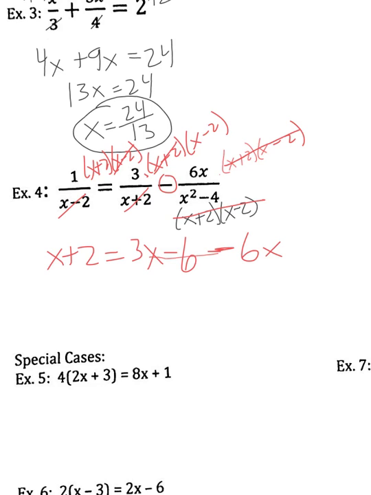So notice what happened here. We multiplied everything by the same thing and canceled out all three denominators, and now you're left with a normal equation. So let's solve. x plus 2 equals, combine like terms, 3x minus 6x is negative 3x. Add 3x to the other side, so 4x. Subtract 2 equals negative 8. You get x equals negative 2.